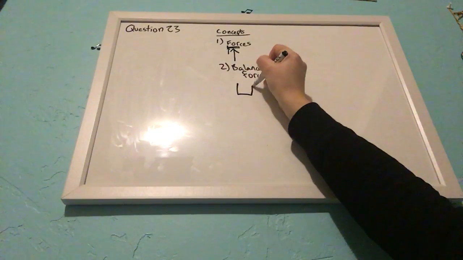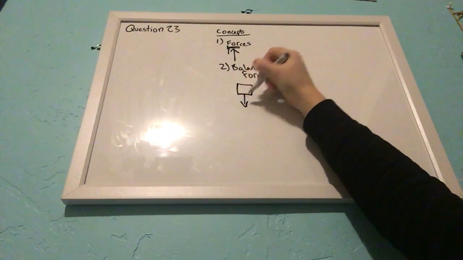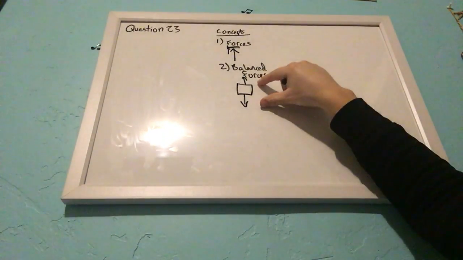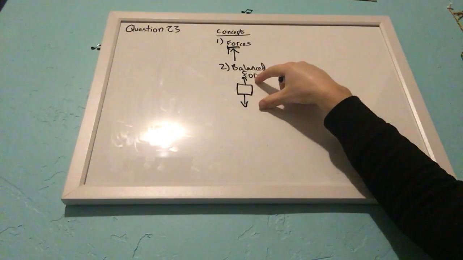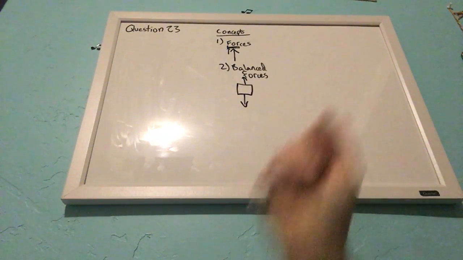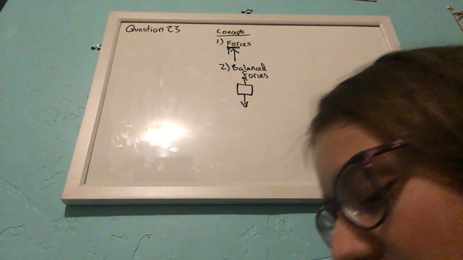So I'll give an example. This is a box, and let's say a force is being applied downward and a force is being applied upward. Just imagine that these are the same size, so they're equal, and they're opposite in direction, so they will cancel out, and that is balanced forces.